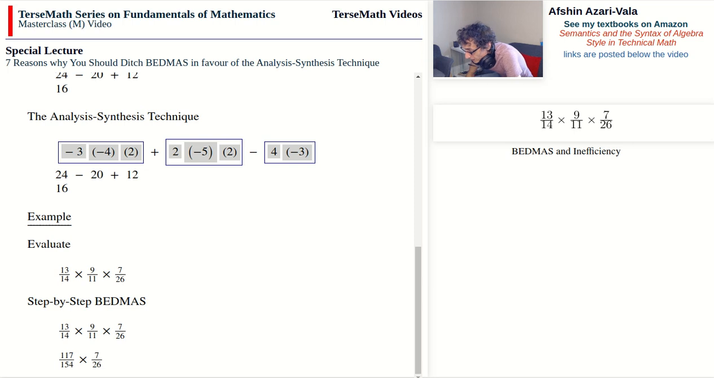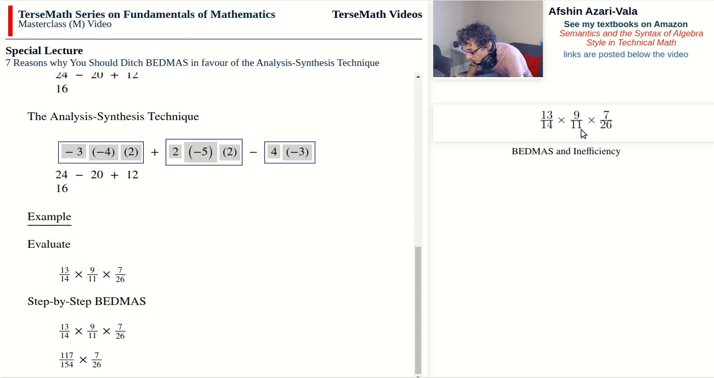Again, keeping in mind that we can do multiplication in any order, instead of multiplying 13 over 14 by 9 over 11, I choose to actually reduce 13 and 26. And it's so easy to see that 13 goes into 13 once, into 26 twice. And 7 and 14, 7 into 7 once, into 14 twice, before I multiply.